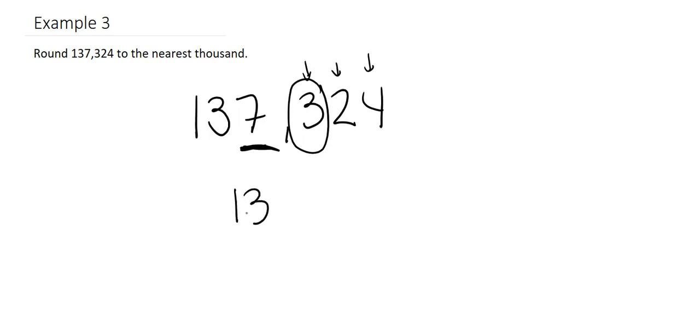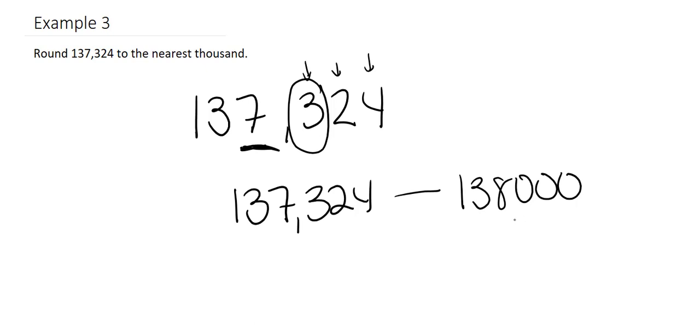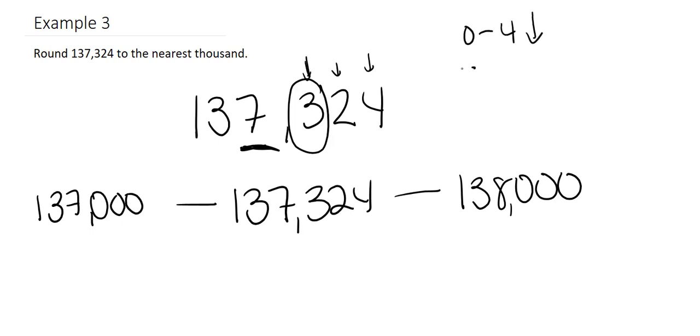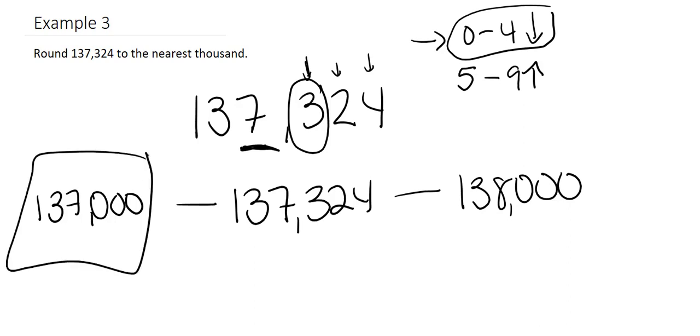So we're asking, just to put it on a scale, are we rounding up to the nearest 1,000, so 138,000, or are we rounding down? Let's go ahead and look. So we're looking at that 3. If it's between 0 to 4, we round down. Between 5 to 9, we round up. So we see it's a 3, so we know we're rounding down. So this would be our solution.